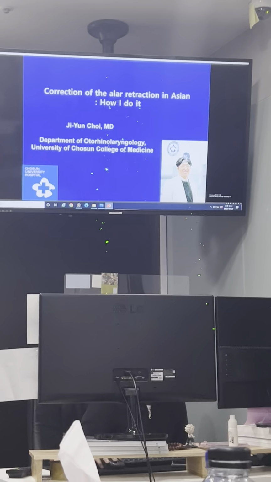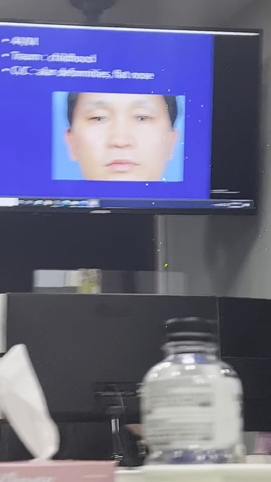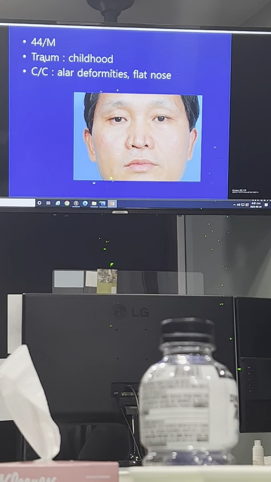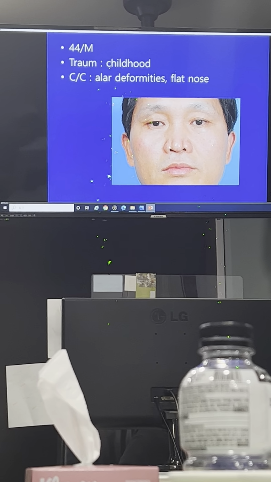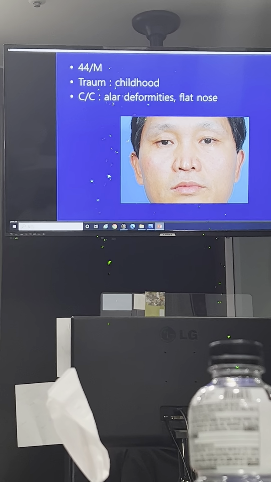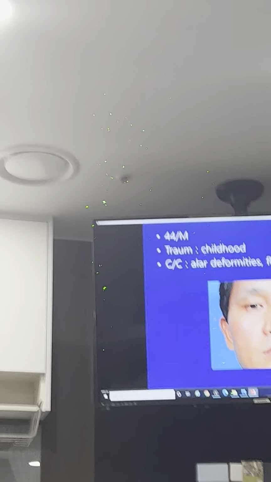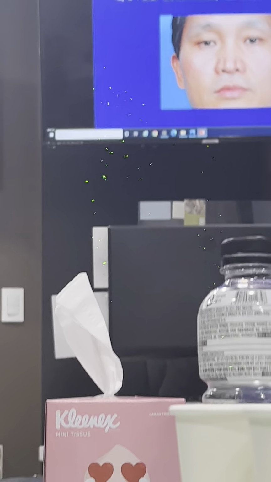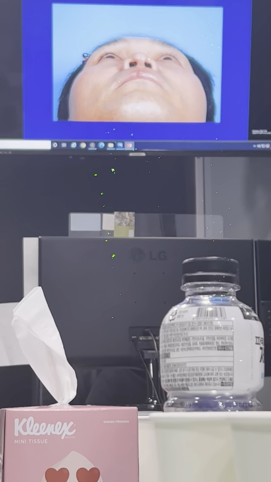How can I correct ala deformity? This patient is a 44-year-old male who had a trauma in childhood. He is complaining of ala depression here. Also flat nose, and the dorsum is very low. Correction of this ala deformity. Can you see? The ala is different. This area is depressed.